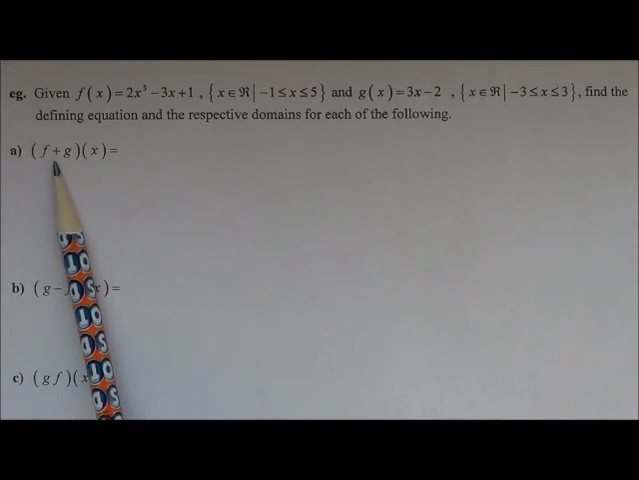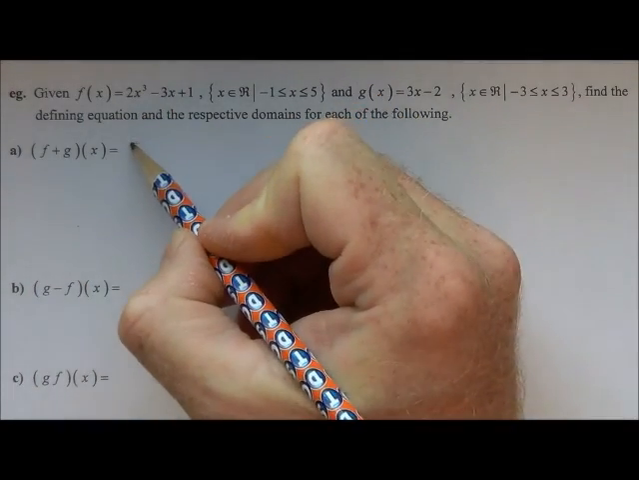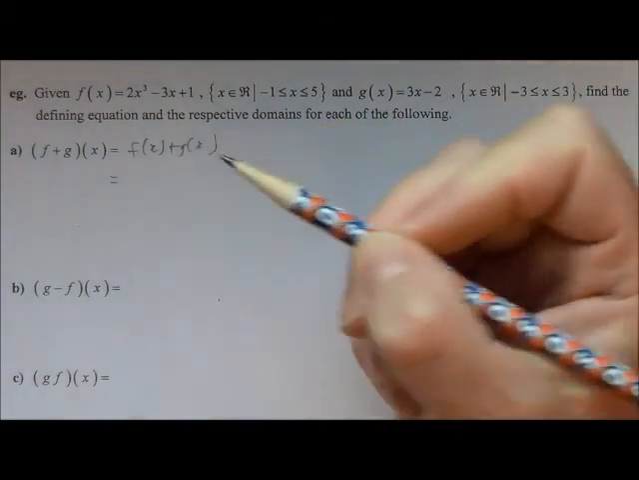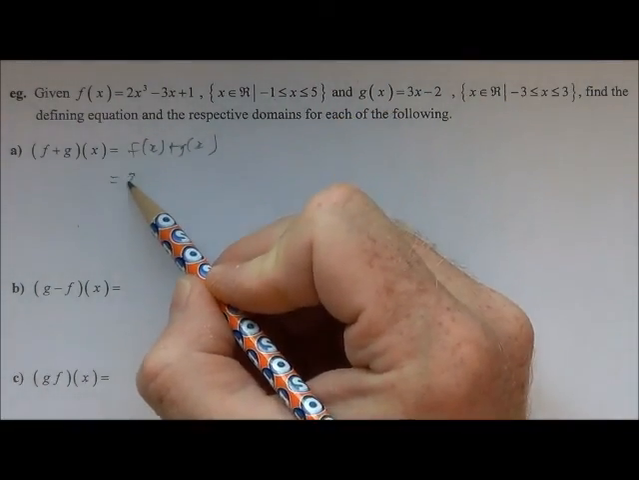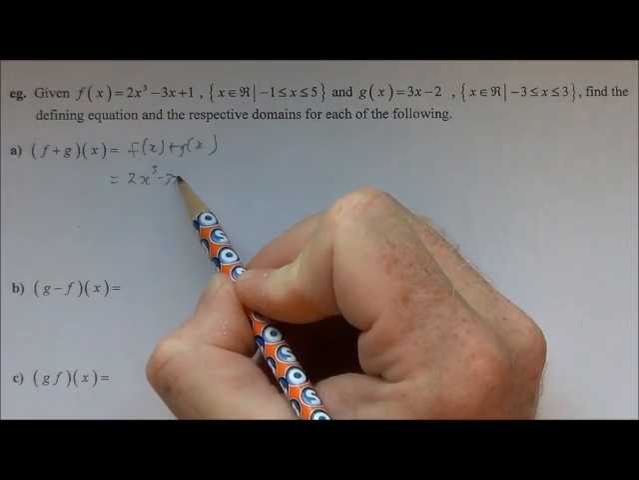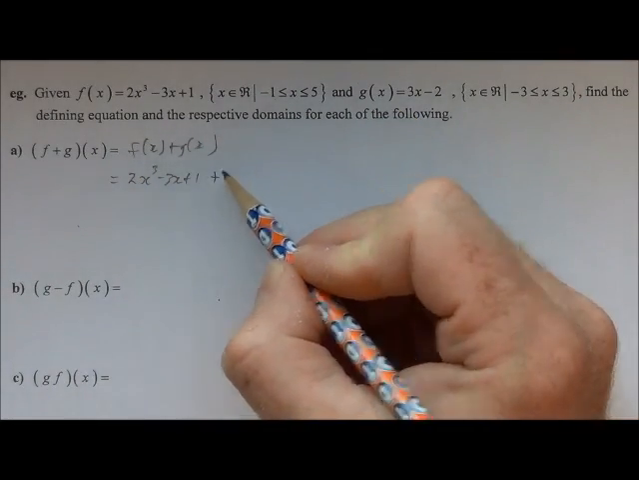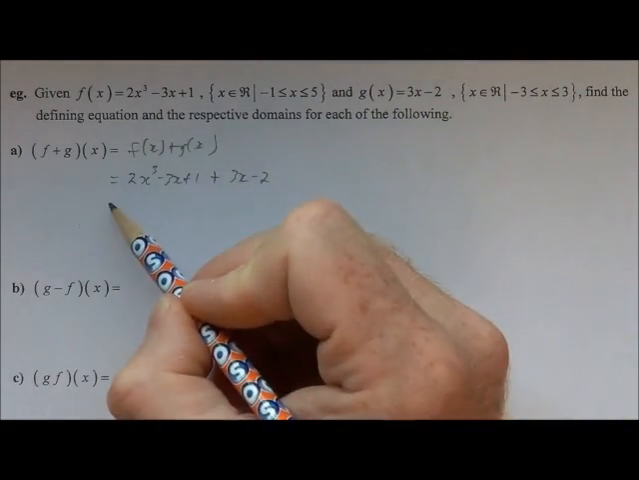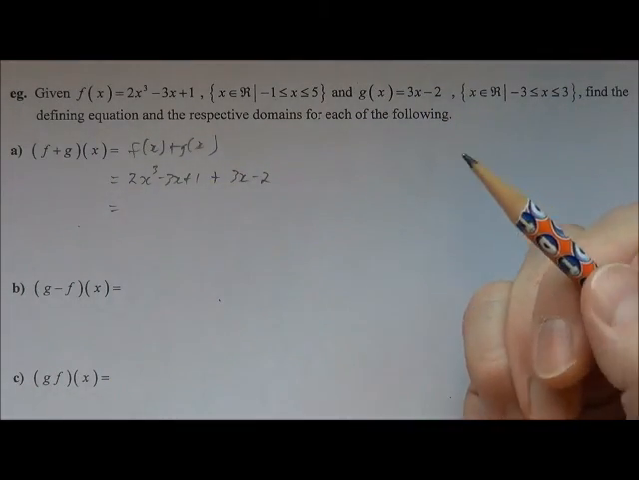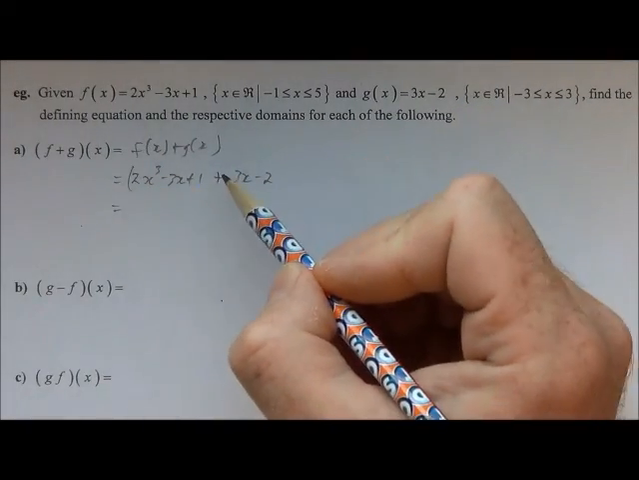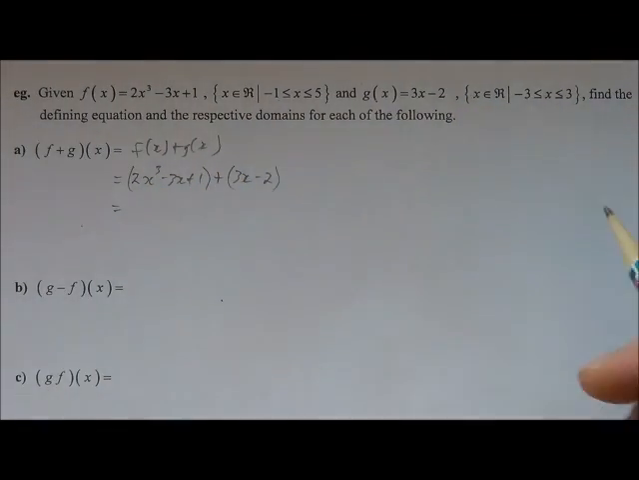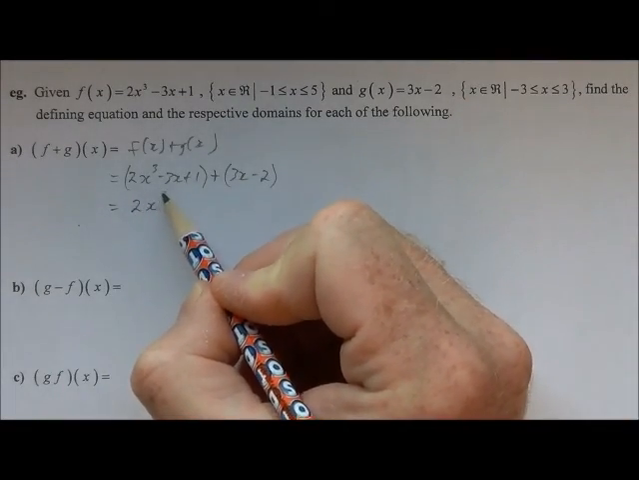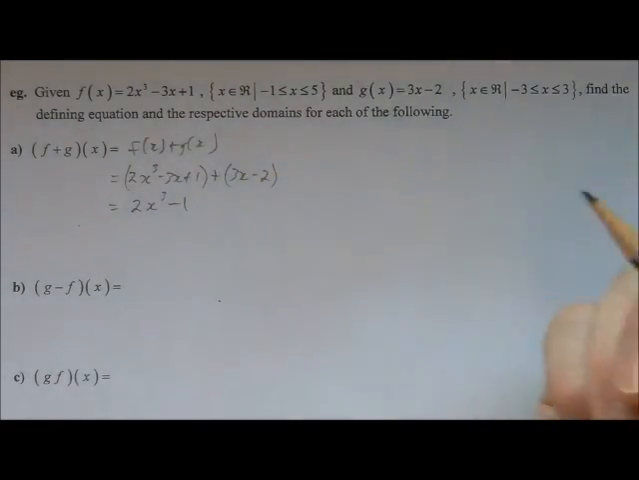Okay, so if we look at the definition from the first page of f plus g of x, we know that that is f of x plus g of x. And f of x is 2x cubed minus 3x plus 1 plus g of x is 3x minus 2. And we just have to simplify this. Actually, maybe technically speaking, I should put them in brackets. And then we just add them together, so we get 2x cubed minus 1.